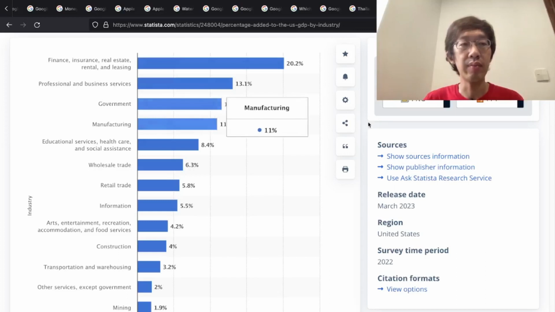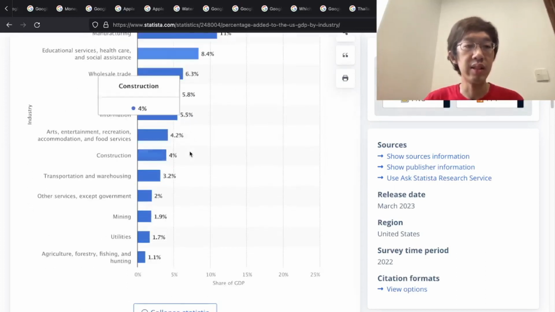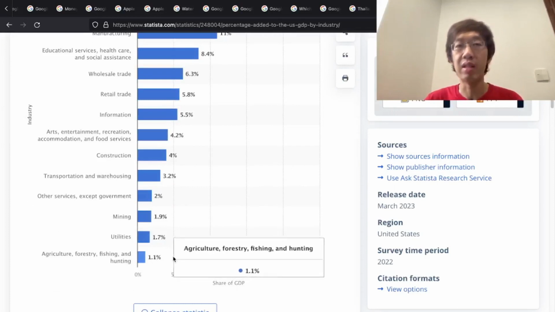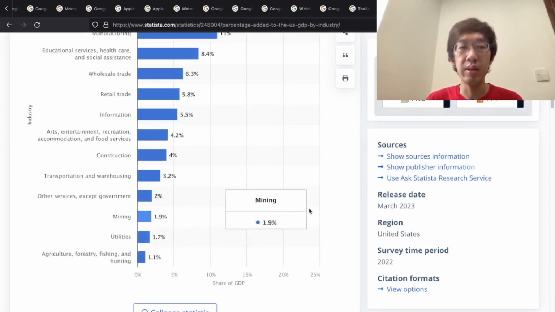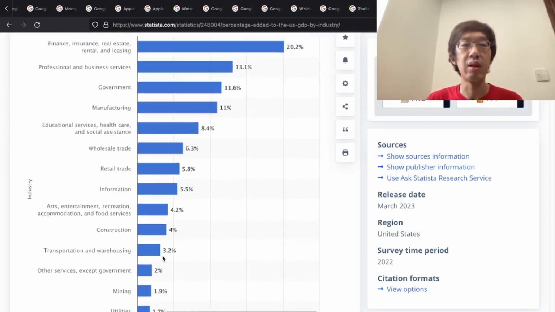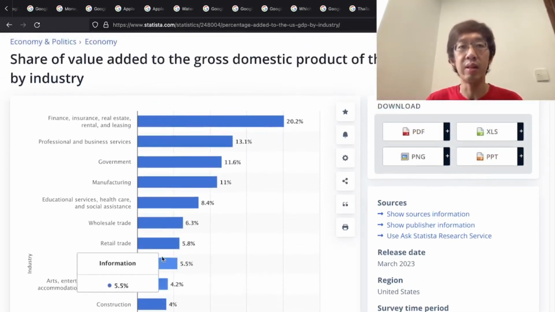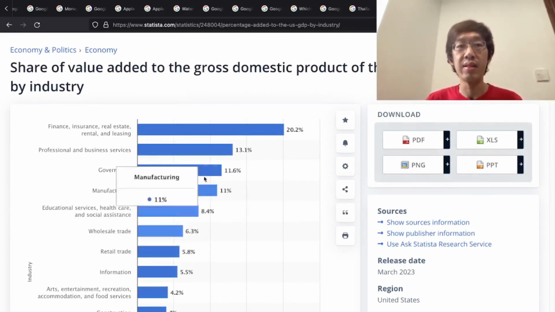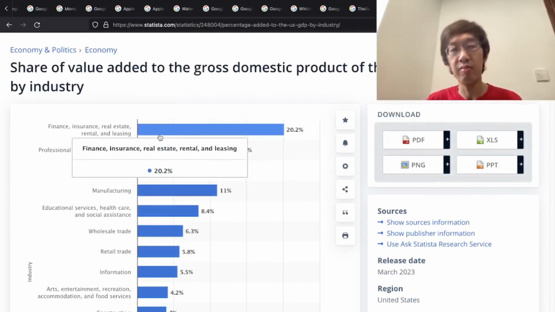It's very important. Other industries, education, even agriculture, 1.1%. US agriculture can support their population, even though it's only 1.1%. That's why the US economy is the largest, the biggest in the world. And that's why I like US stock markets. A lot of people invest in US stock markets, bond markets, real estate.